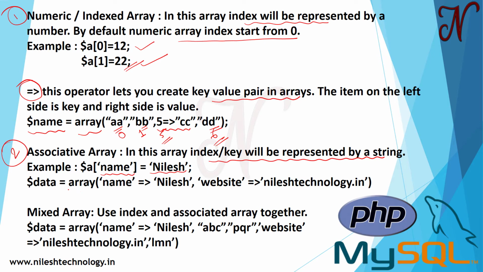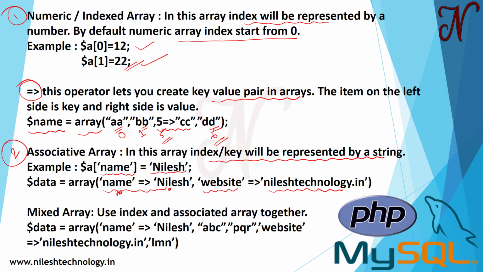See the another example, array name equal to Nilesh. So this is the key, this is the value. So the key is also a string type, the value is also a string type. So see, website is your key and this is your value, nileshtechnology.in.